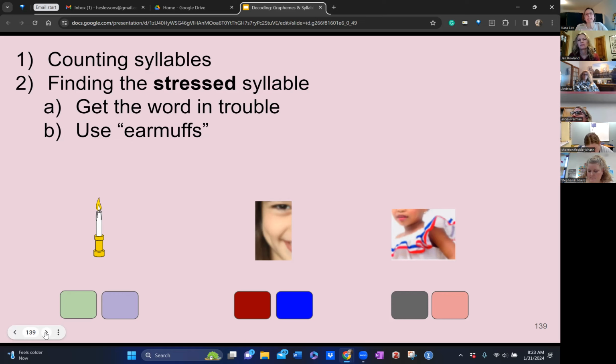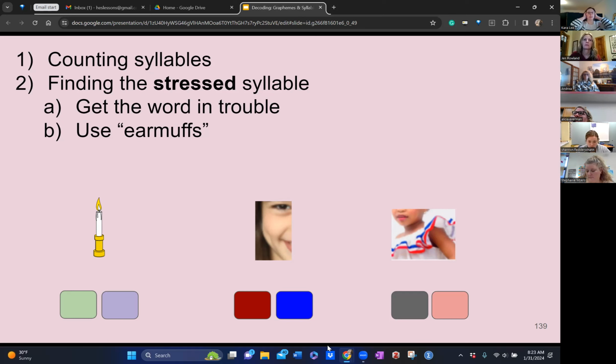And so you can get any word in trouble. So we can get the word candle in trouble. If candle was in trouble, would I say candle? Or would I say candle? I would say candle, right? Not candle. Same thing with dimple and ruffle.